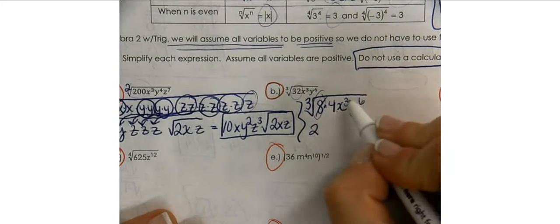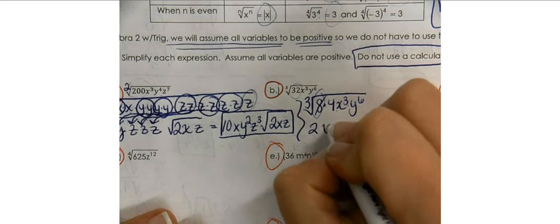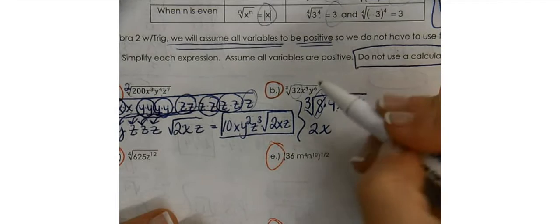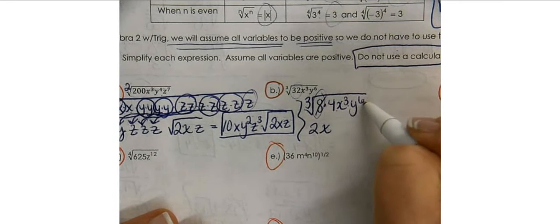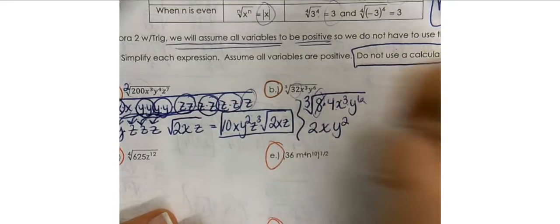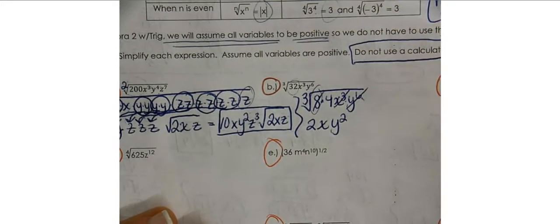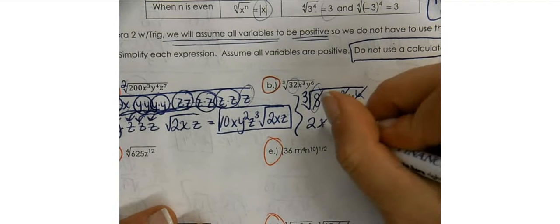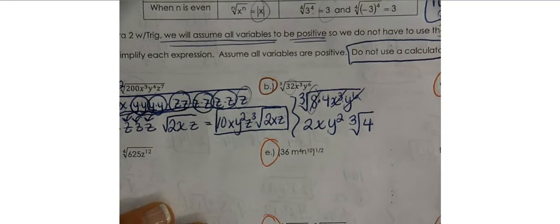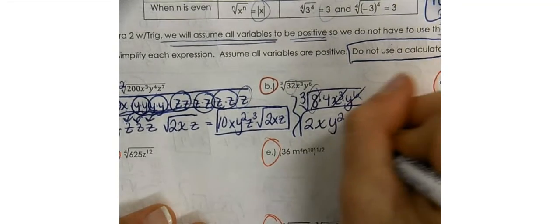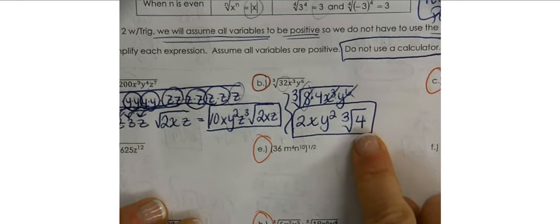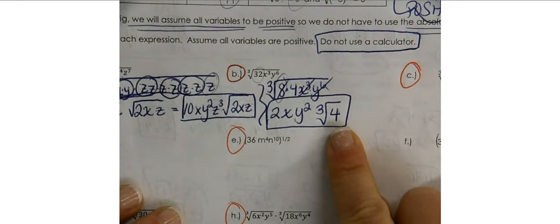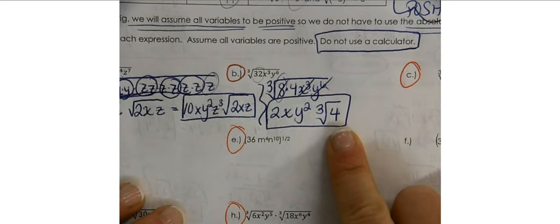3 can go into 3 1 whole time with nothing left over. 3 can go into 6 2 whole times with nothing left over. So I took care of the x's, I took care of the y's. What's left over is a 4. So my answer is 2xy squared times the cube root of 4. And that is it. That's your answer. There's nothing more for you to do. 4 is a perfect square number. It's not a perfect cube number, and there's nothing further for us to break down when it comes to the number 4. Let's look at letter C.